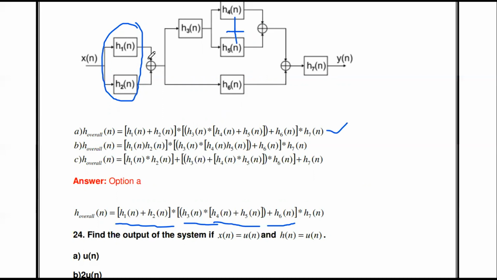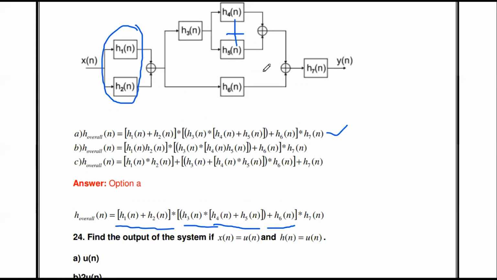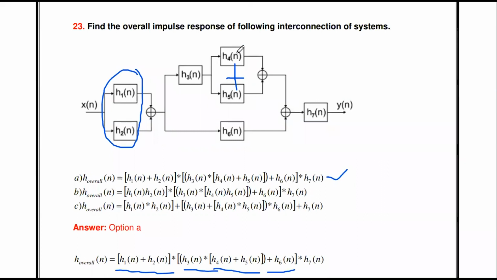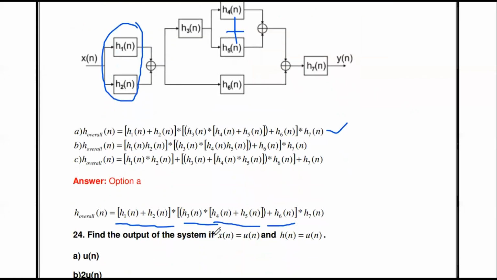So you just divide the system into three parts. These two in parallel you reduce into one thing, H1 of n plus H2 of n. Similarly, for this one, first these two in parallel you add. Then that is in series with H3, so you take convolution. Then that answer is parallel with this one, so again you add. Again, these three parts are in cascade, so you take the convolution.